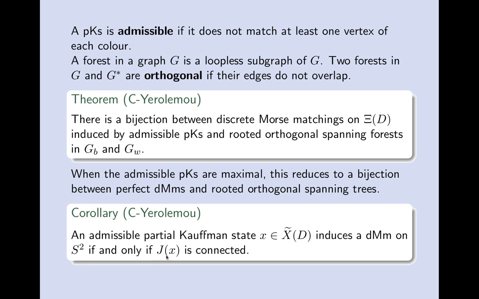It might be immersed, so not embedded, you might have double points, but if it's a unique component, then the partial Kauffman state you started with is indeed a discrete Morse matching, which is kind of handy, since looking at the Jordan resolution is quite easy, it's really quick, while in general checking on the phase poset whether a given partial Kauffman state induces something cyclic is slightly less user-friendly, let's say.